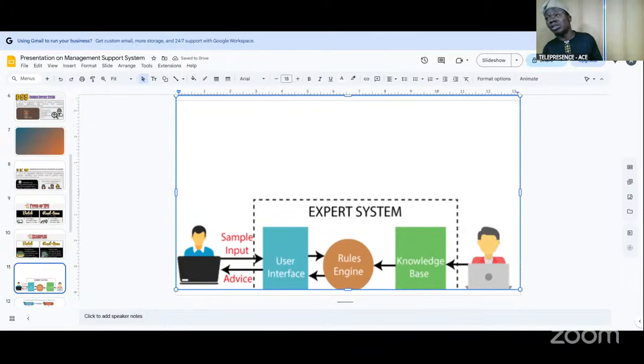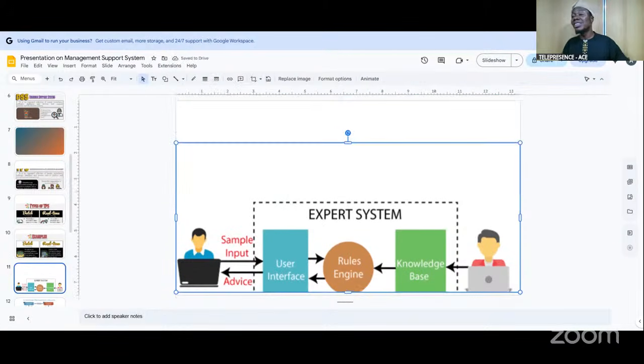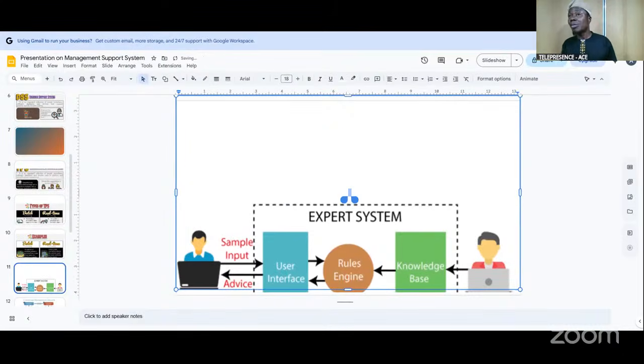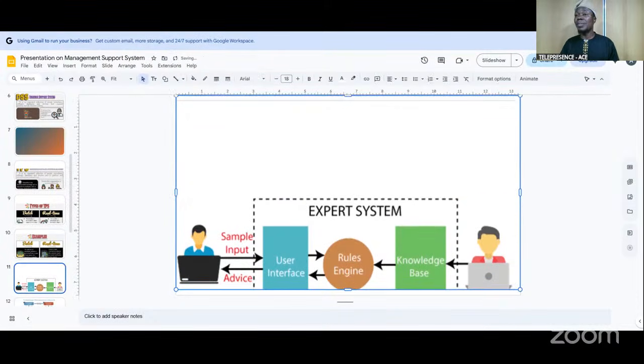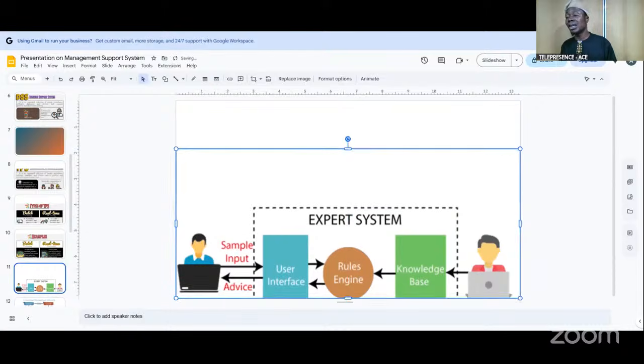Let's take ChatGPT, for example. ChatGPT does not work on its own. It works using different repositories. Whenever you ask the system to answer a particular question, it will look through, then get back and give you the result as a result of what it has gone through in its database.